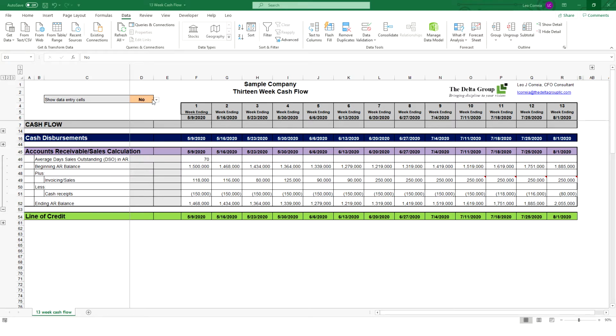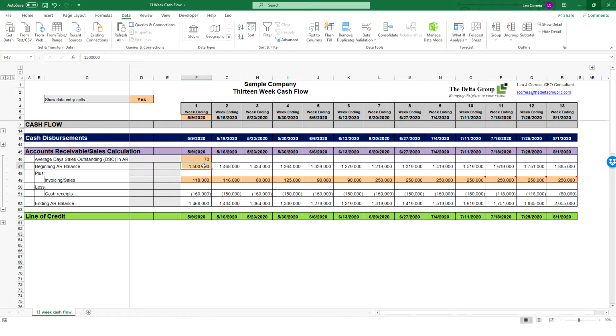So the first thing I want to do here is turn on the data entry cells so we know what our data entry cells are. So let's take a look at what they are. First of all, we have the average days outstanding in accounts receivable, and I'll talk about how we use that in a minute. Basically, we start with a beginning accounts receivable balance. We'll have to data enter that in and say, well, this is what our balance is at this given week.